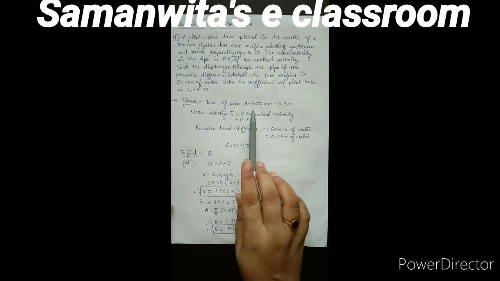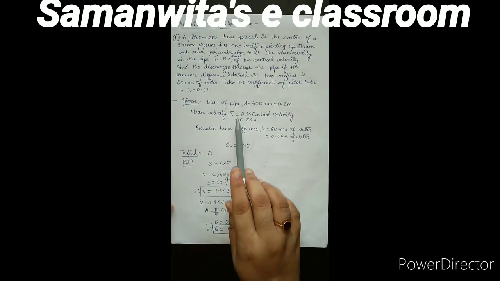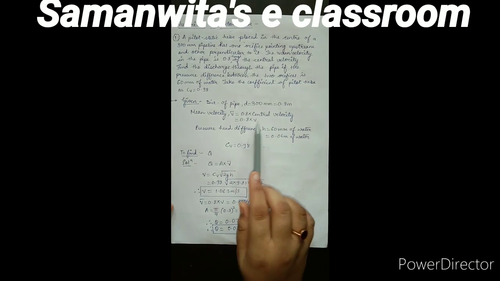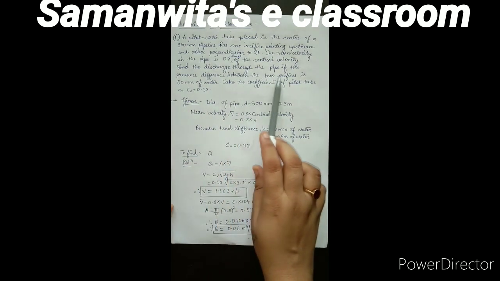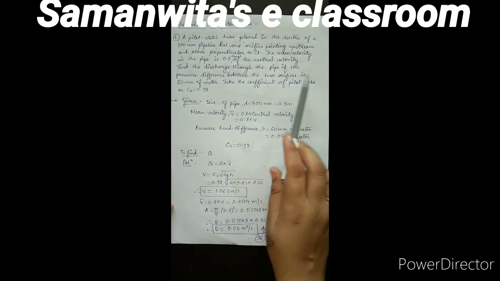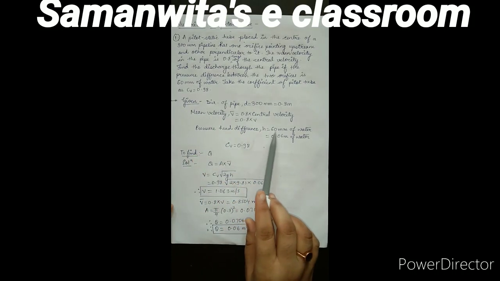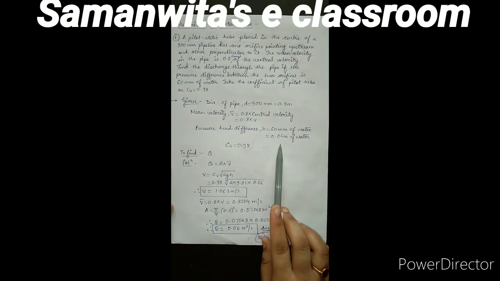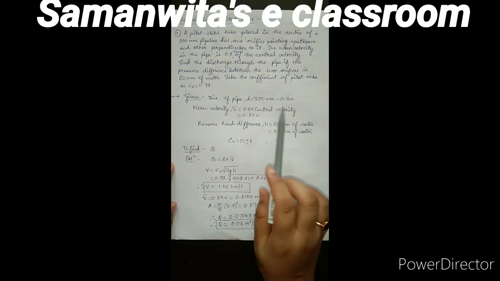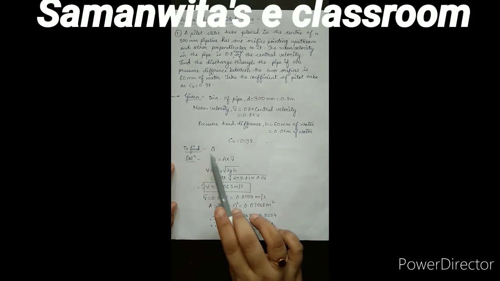So I have written here the diameter of the pipe D is 300 mm converted into meter. The mean velocity V bar is equal to 0.8 times the central velocity. Central velocity is indicated by small v. Find the discharge through the pipe if the pressure difference between the two orifices is 60 mm of water. The pressure difference is given as 60 mm of water. Since it is given in terms of mm of water, I call it as pressure head. I have converted into meter. Take the coefficient of Pitot tube as CV equal to 0.98. So the value of CV is given. We have to find the value of Q.